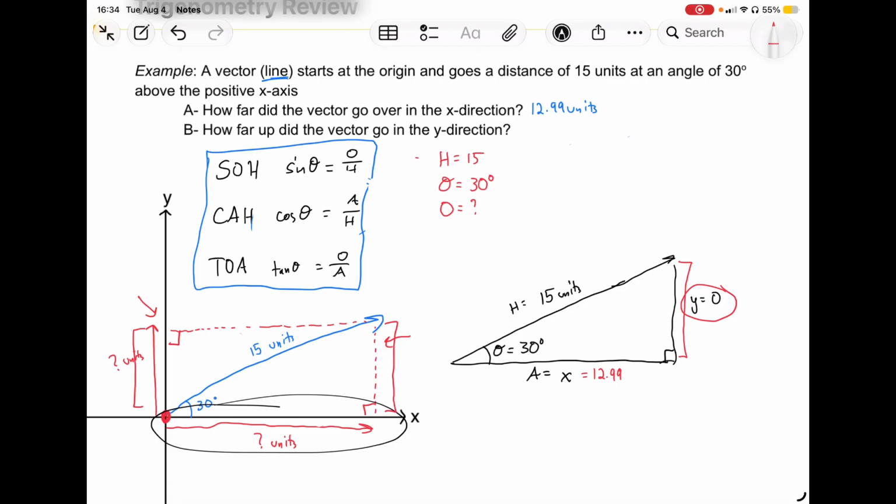And since we have our hypotenuse, our angle theta, and we want to find our opposite, we need to find which of our trigonometric operators from SOHCAHTOA uses all three of those. And that would be our sine. So sine of theta equals our opposite side divided by our hypotenuse.